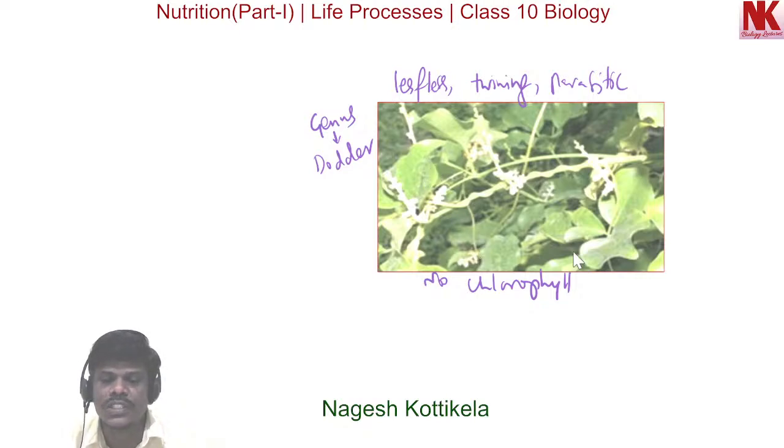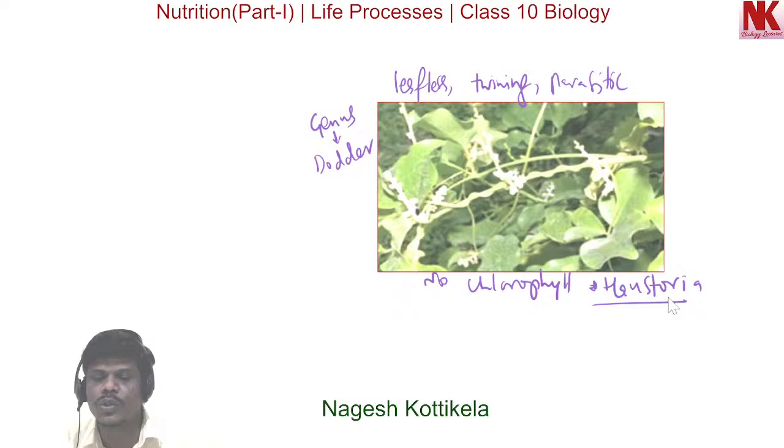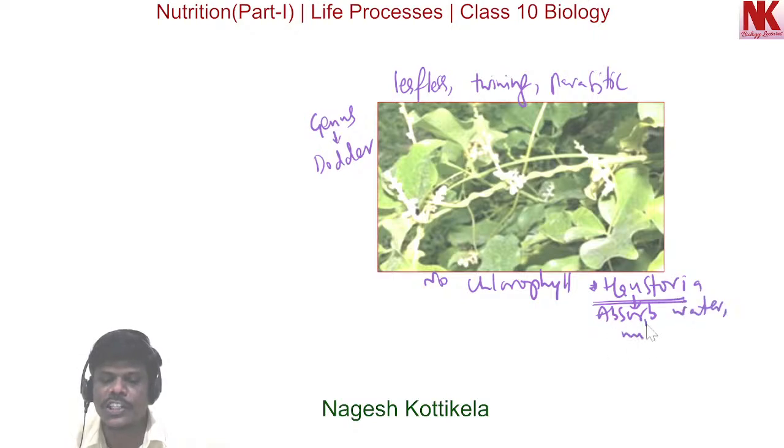It uses some specialized structures called haustoria. These haustoria developed by the cuscuta plant absorb water and nutrients from the host plant. So this is how it is deriving the nutrients from the host.